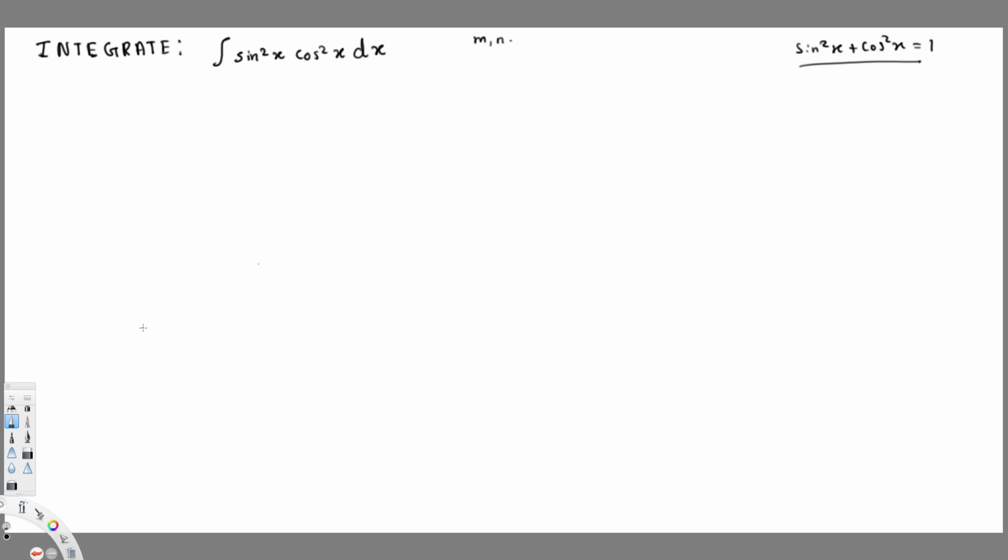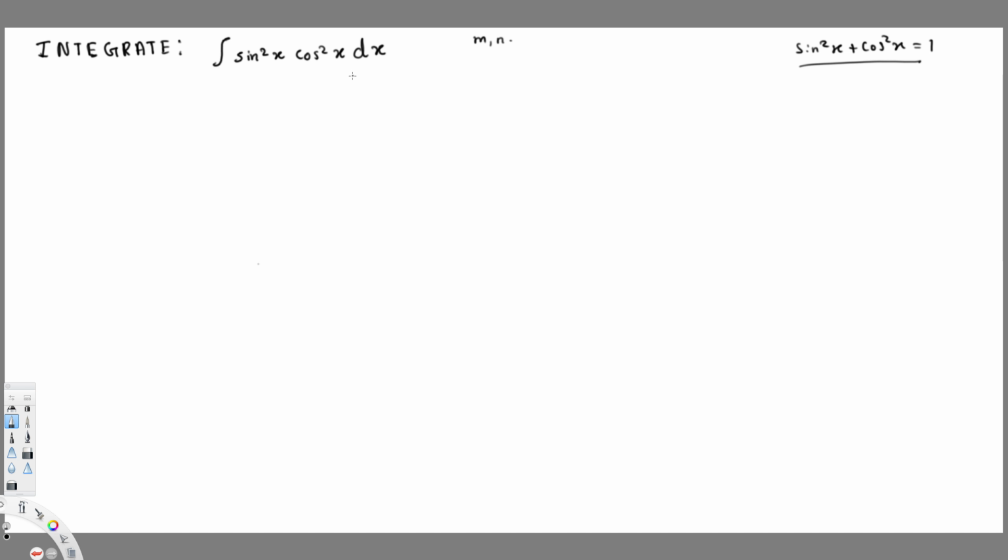Let's see how we can integrate this function right here. So we have sine square cos square dx. When we have even positive powers, we can't really use this one right here. We usually use this one when we have an odd power, like something cubed, but for this one both are squares, so we have to do something about this.